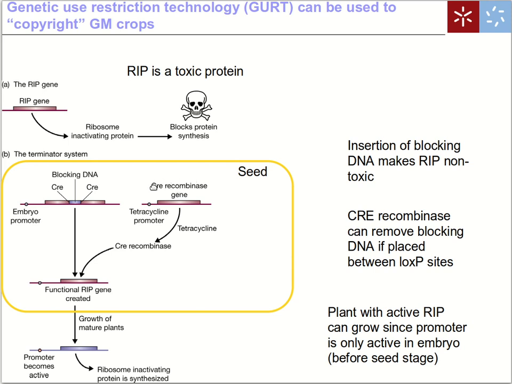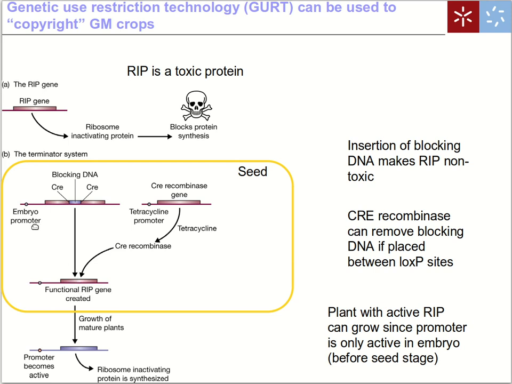Then this blocking DNA was flanked by specific sites for a recombinase, Cre recombinase. This recombinase was added to the cell, it was also present but induced by tetracycline. So this is an inducer, the promoter that is sensitive to tetracycline. We can turn on the production of the recombinase with tetracycline, and then the blocking DNA disappears from the RIP gene.